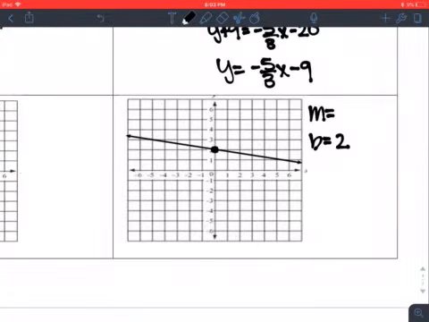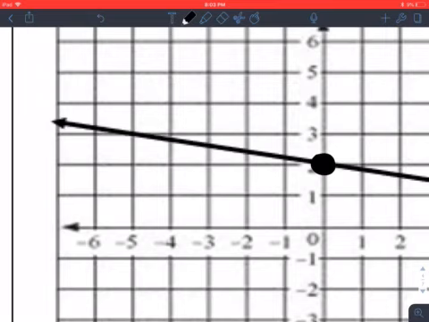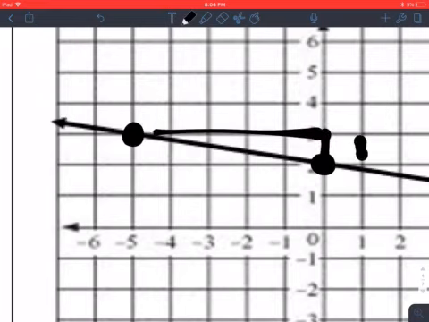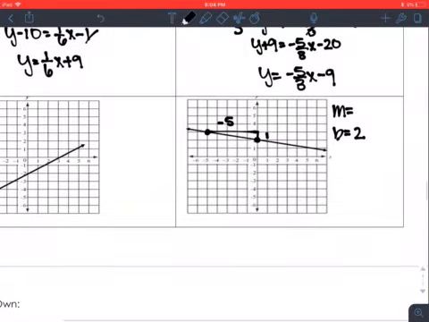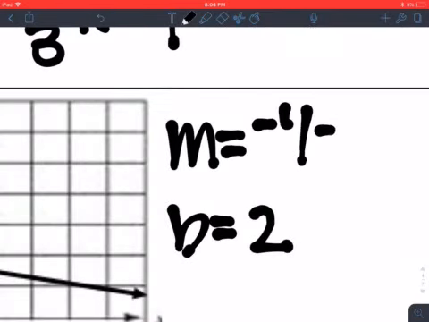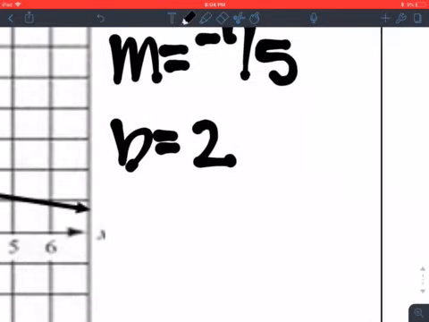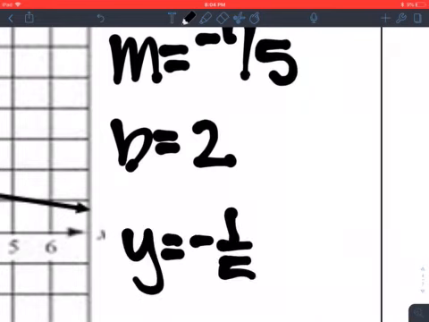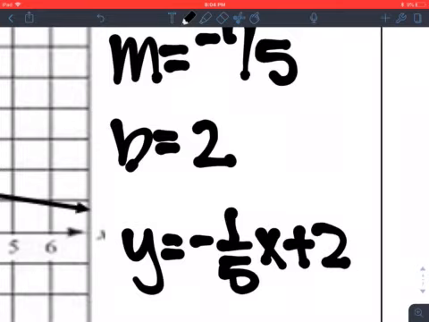And then my slope, I have to find another good point, which this negative 5/3 looks great. And I do rise over run. So I recognize right away that this is a negative slope, which means that my answer is going to be negative. So I'm going to go up 1, but then I'm going to go to the left, negative 5. So my slope is negative 1 over 5. And so plugging into slope-intercept form, you get y is equal to negative 1 over 5x plus 2, and that's your final answer.